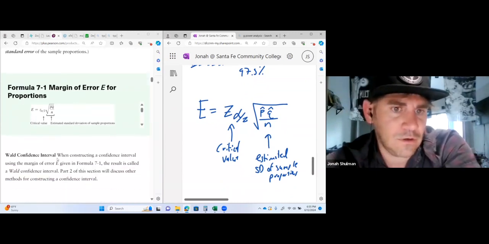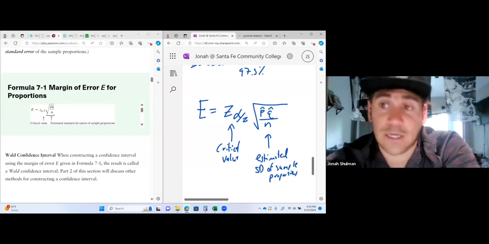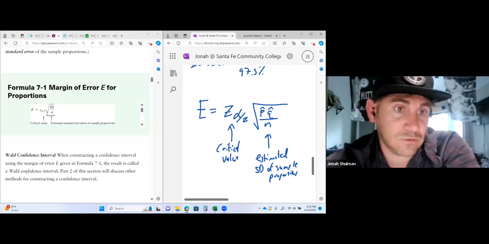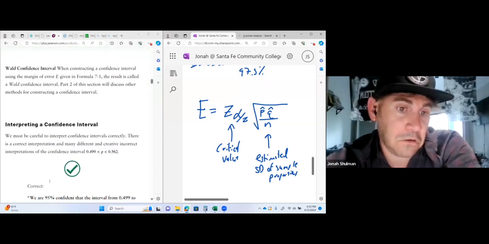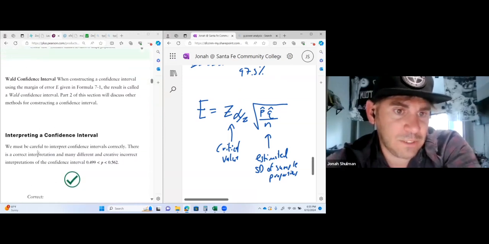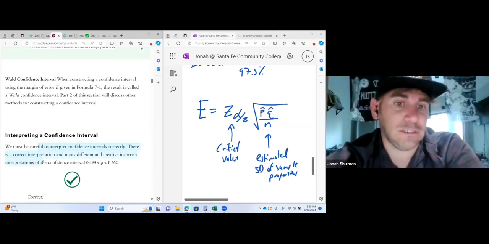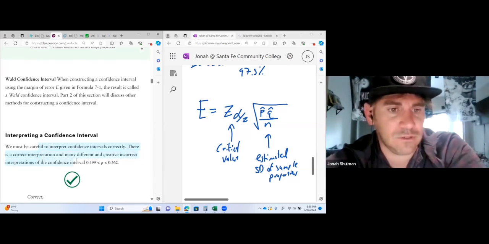All right. The Wald confidence interval. I don't know this one. So when constructing a confidence interval, you're using the margin of error E given in this formula. The result is the Wald confidence interval. Part 2 of this section will discuss other methods. Alrighty. You must be careful to interpret the confidence intervals correctly. There is a correct interpretation and many different and creative incorrect interpretations of the confidence interval.